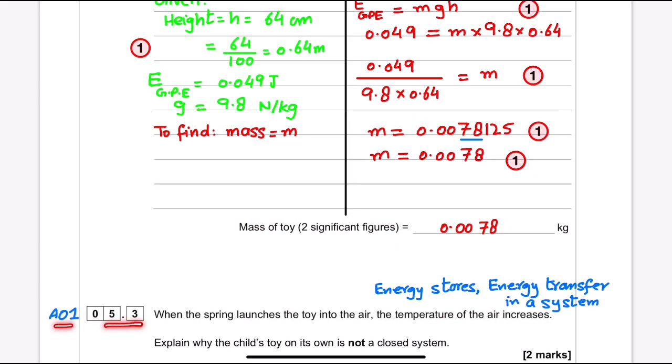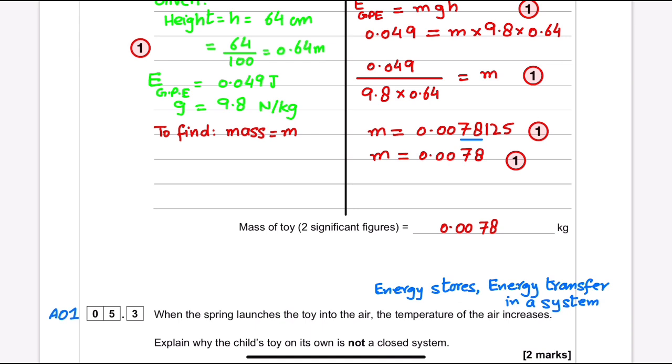5.3 is an AO1 question, and this question is from the topic of energy stores, energy transfer in a system. When the spring launches the toy into the air, the temperature of the air increases. Explain why the child's toy on its own is not a closed system. The student must know the definition of the closed system. A closed system is a system in which the energy is not wasted. Therefore, the energy of the system remains conserved.